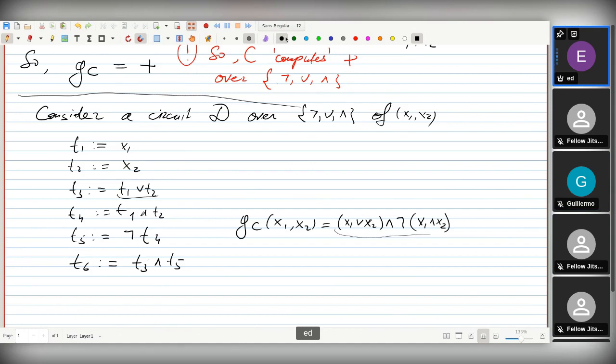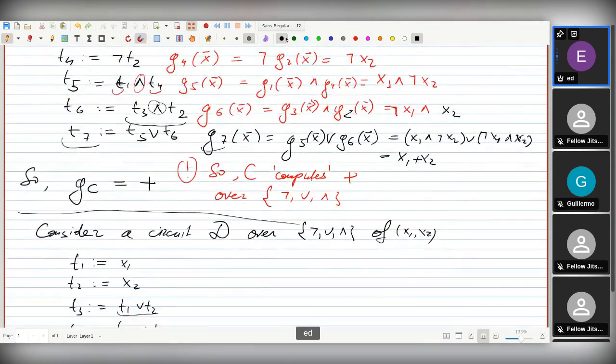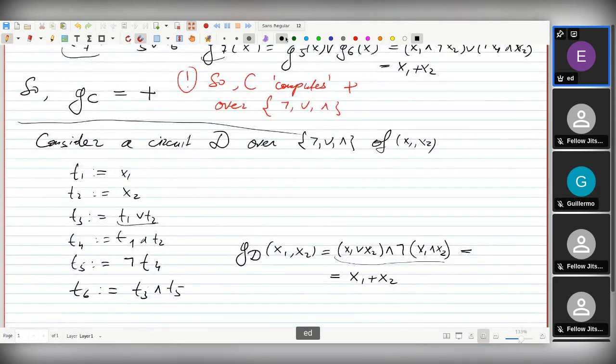So when is it 1? When is this expression true? It is true if and only if at least one of x1 and x2 is true, but they are not both true. So what is it? It's not C but D. What is it? XOR. The same as we had previously. Is this idea clear? Yes.